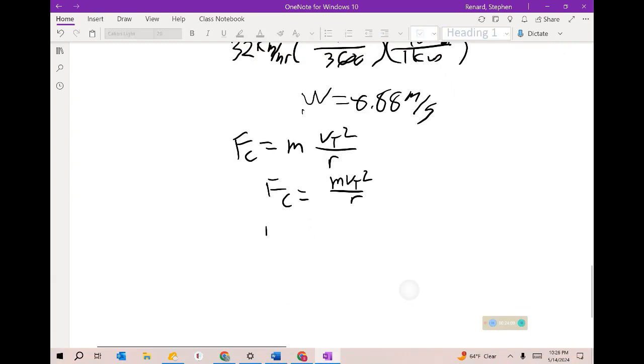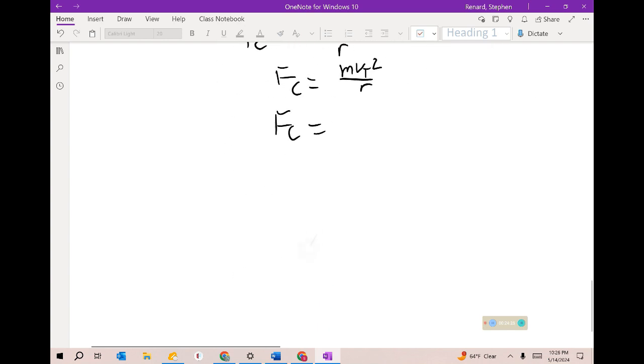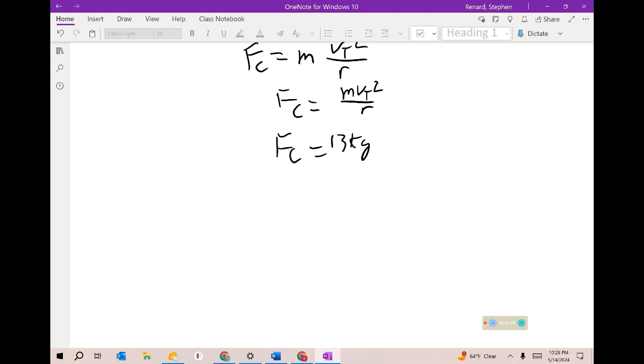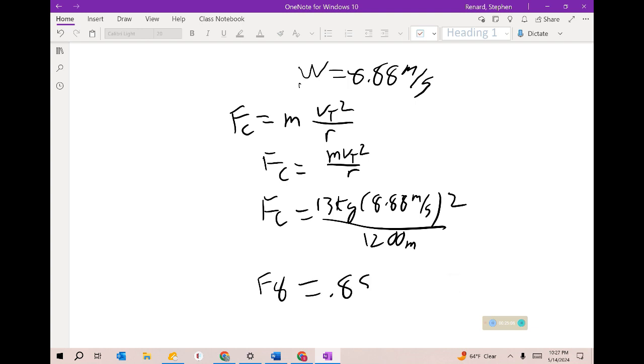So, centripetal force equals mass, which is 13 kilograms, times speed, 8.88 meters per second, squared, all over radius of 1,200 meters. On the calculator, we go 13 times 8.88 squared, 78.8, and that gives us 1,025. We divide that by 1,200 meters, and that's going to give us 0.85 newtons.